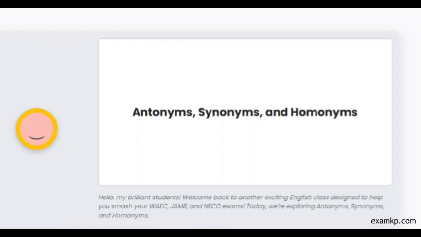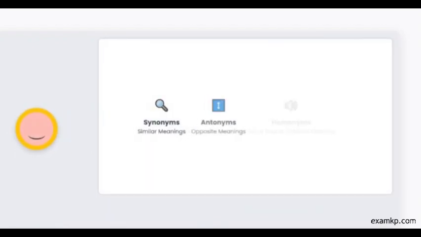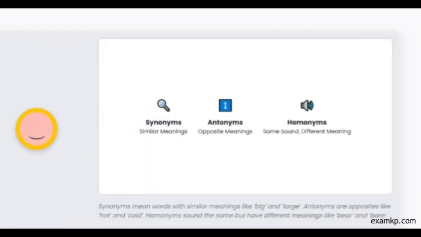JAMB, and NECO exams. Today, we're exploring a topic that always shows up in your papers: antonyms, synonyms, and homonyms. These are the backbone of vocabulary and comprehension questions. By the end of this lesson, you'll not only know what they mean, but you'll also learn how to answer exam questions like a pro. Let's dive in. Now listen carefully.